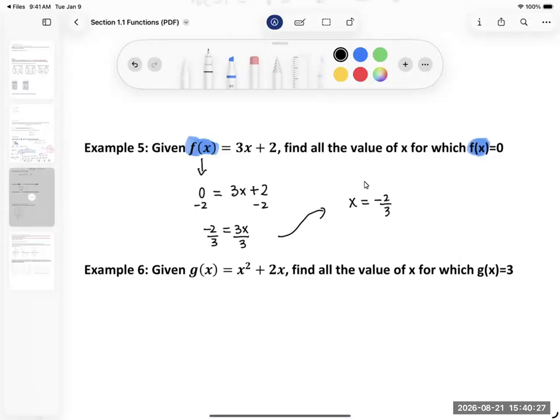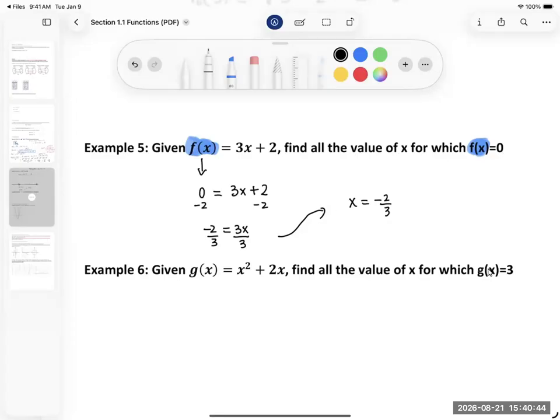over 3. So what does this mean? This means when x is equal to negative 2 over 3, the function value is equal to 0. Or when x equals negative 2 over 3, the y is equal to 0. Okay, so that is how we do the problem.